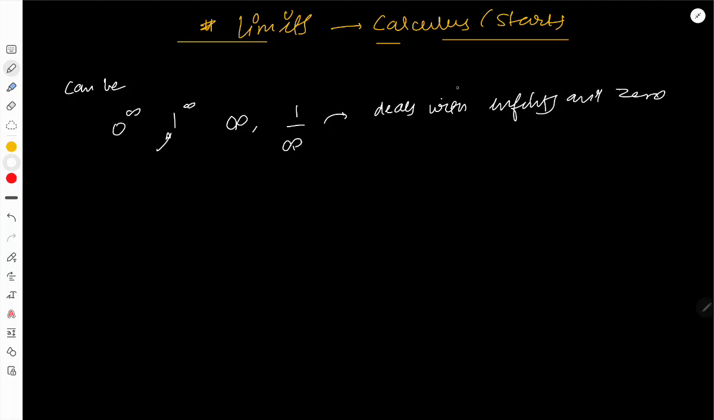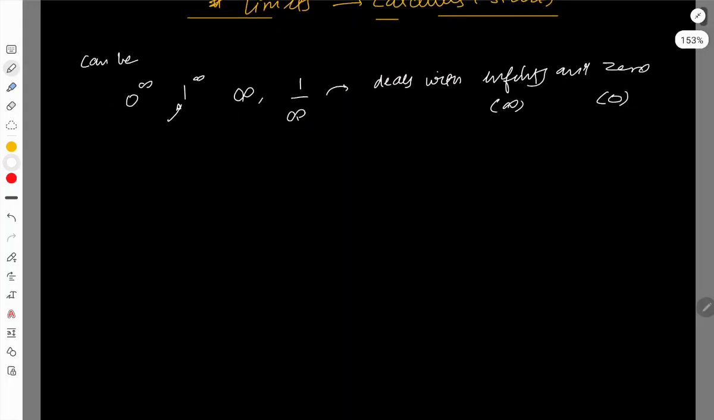Now you can say 1 by infinity is equal to 0, but at times in mathematics we cannot consider the same result. At such times we use the concept of limits to find what the value of a particular function is. So let's move further.